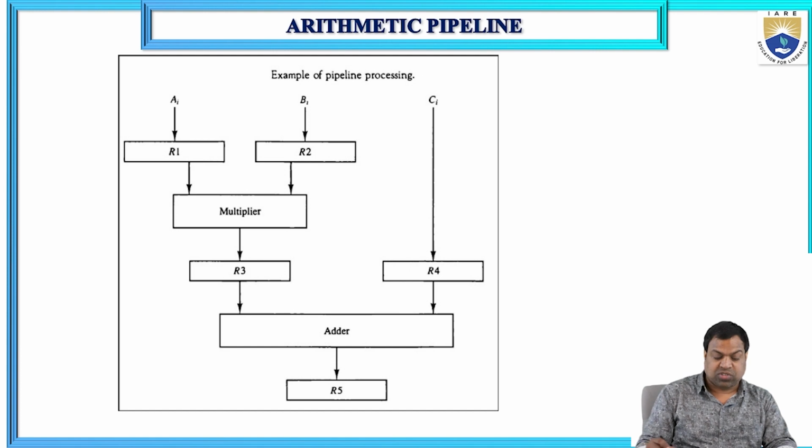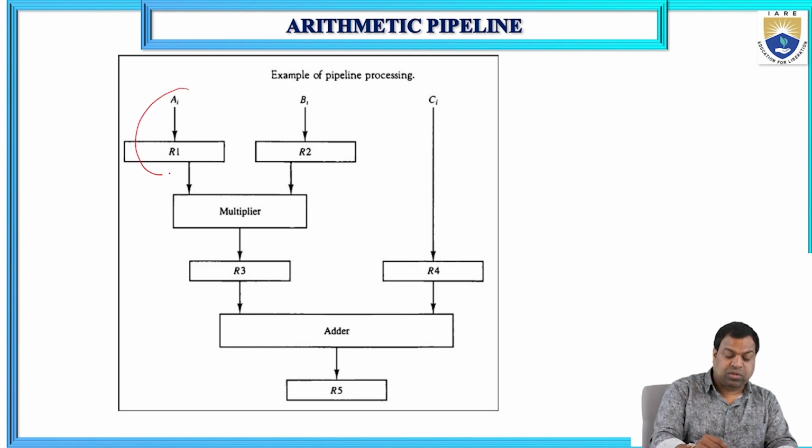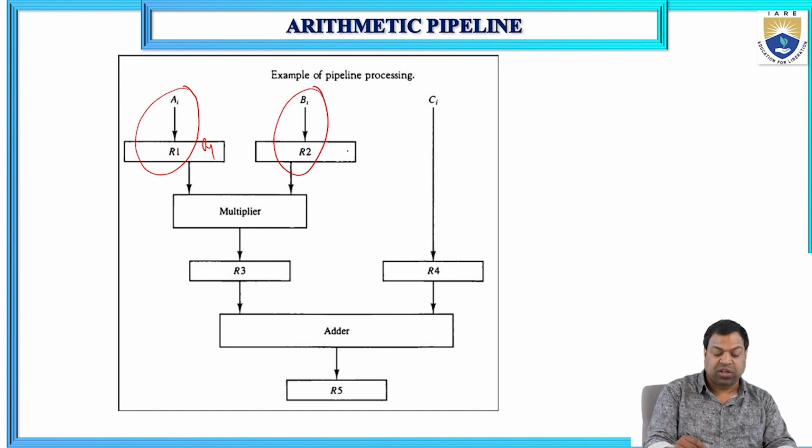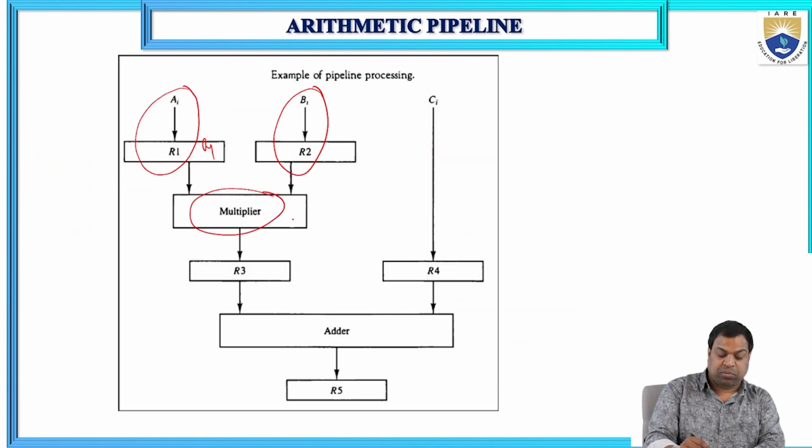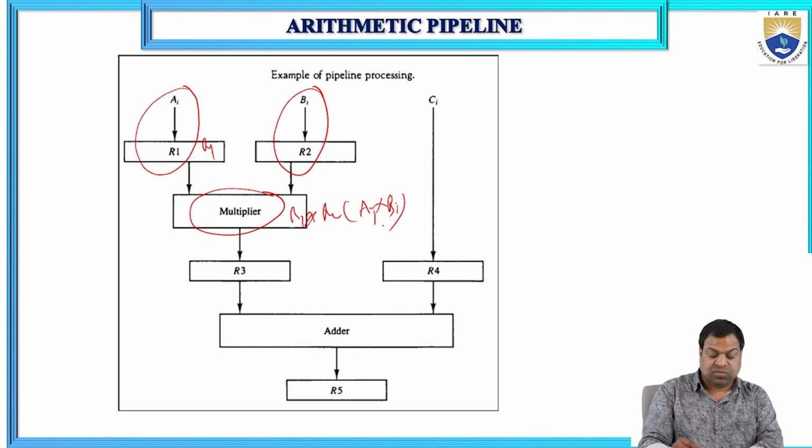Example of pipeline processing. Here, as before, I am calling one register R1 for A, and for B I am taking R2. So for the multiplication, what is the value here? A into B. So I need a multiplier. Multiplier means R1 into R2, that is also called AI into BI. So I am taking a multiplier. What is the result of R1 and R2?